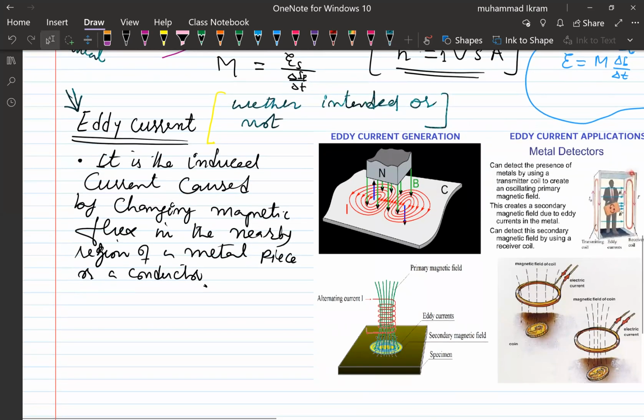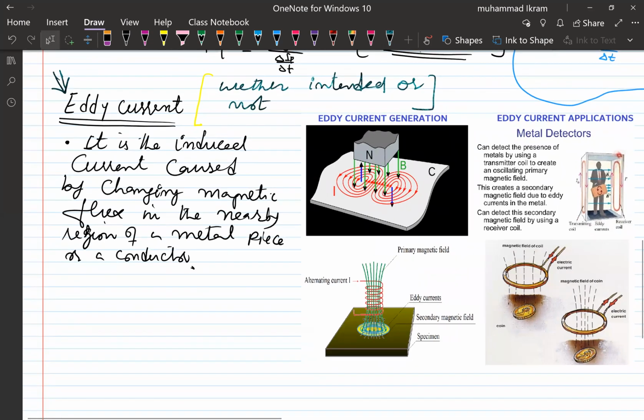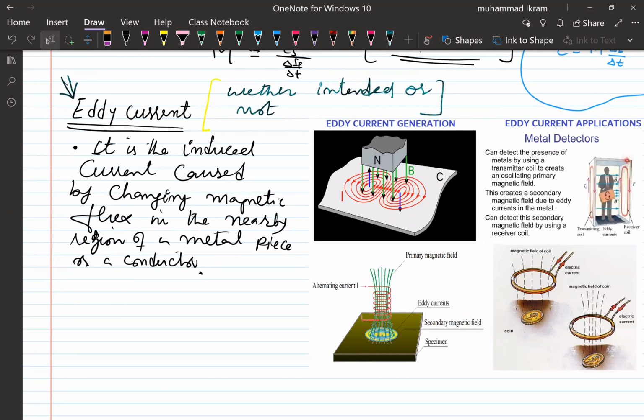So this does not depend on our desire or wish, but it has many applications also, and I would like to write the merits and also the demerits, the unwanted or undesirable effects. The merits are, first let me tell you about the production of the eddy current.